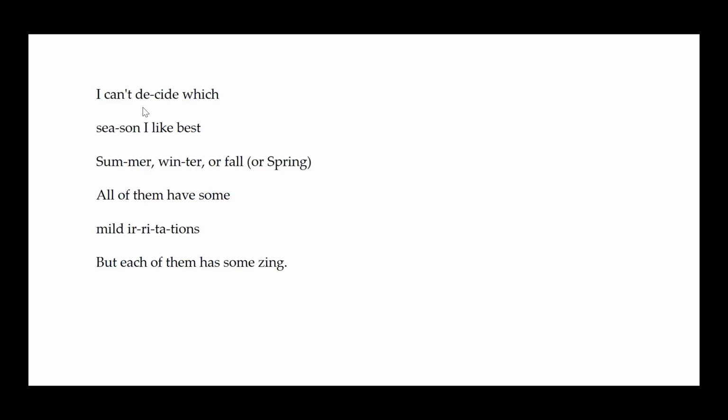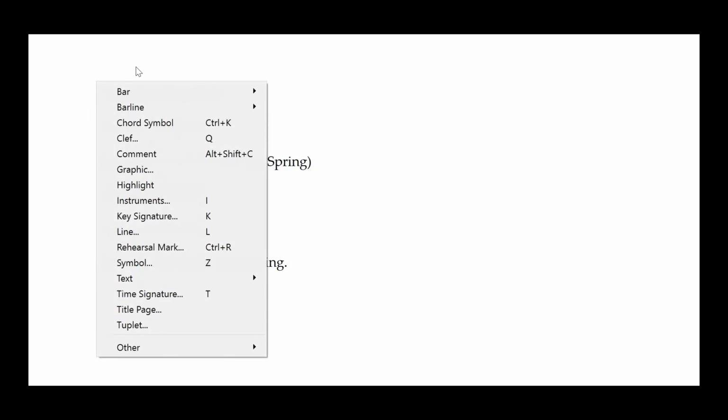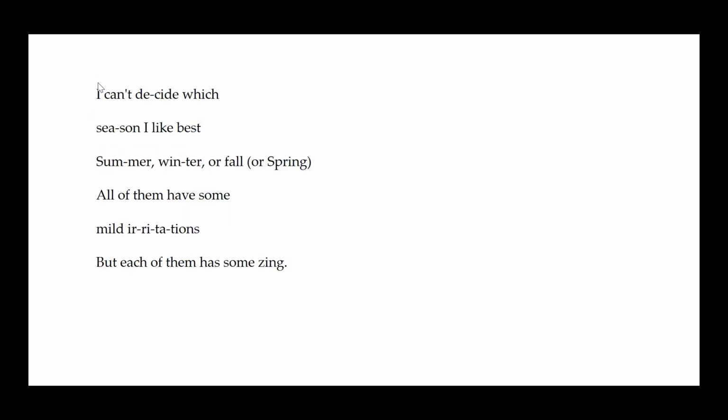So the way that I read it is "I can't decide which." There's an emphasis on the "I." Let's see. "I can't de-cide." There's an emphasis on the "cide," because if I put the emphasis on the D of decide, it would be "I can't DE-cide," which again doesn't sound right. Which season I like best. So, season I like, like best.